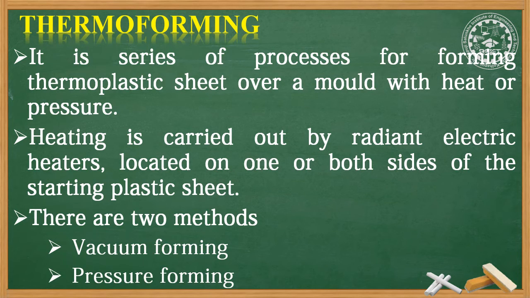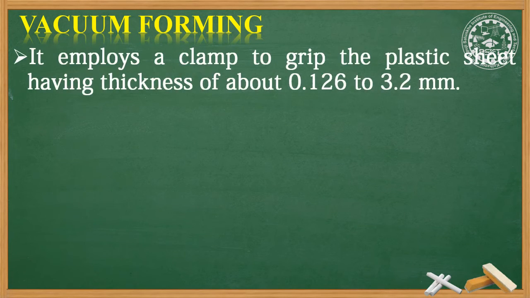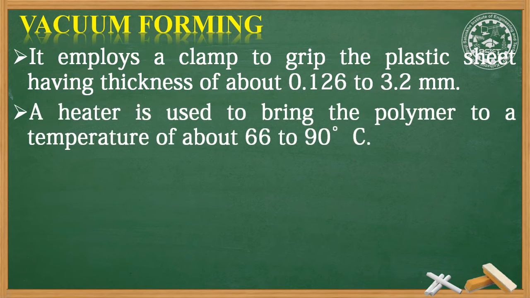Let us see. We'll discuss vacuum forming. So it employs a clamp to grip the plastic sheet having thickness of about 0.126 to 3.2 mm. एक प्लास्टिक शीट जी साधारण 0.126 टू 3.2 mm आहे ती आपण क्लॅम्पच्या सहाय्याने पहिल्यांदा ग्रिप करतो किंवा पकडतो. A heater is used to bring the polymer to a temperature of about 66 to 90 degree Celsius. ती जी शीट आहे त्याला आपण हीटरनी साधारण 66 ते 90 डिग्री सेल्सिअस पर्यंत गरम करतो.